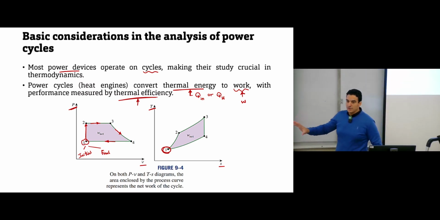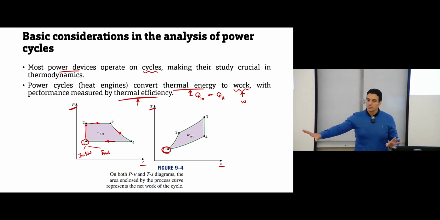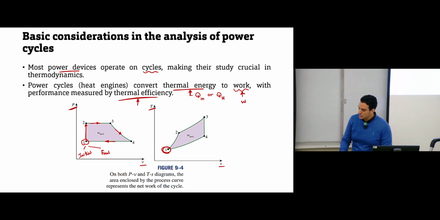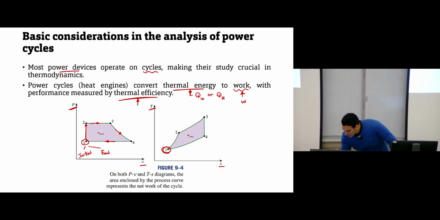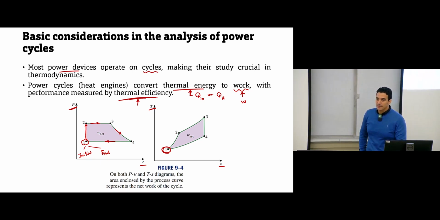Okay, and this is the whole idea. Power cycles, heat engines, we have heat, and we need to convert this heat into work. This process is not 100% efficient. We have some losses happening. Some heat is rejected to the sink. Okay, we have Qout as well as Qin. Because of the existence of this waste heat rejection, we have a thermal efficiency that we need to calculate or find.